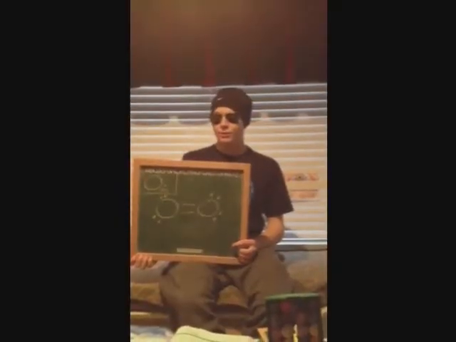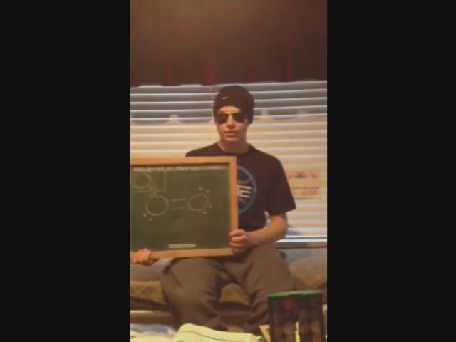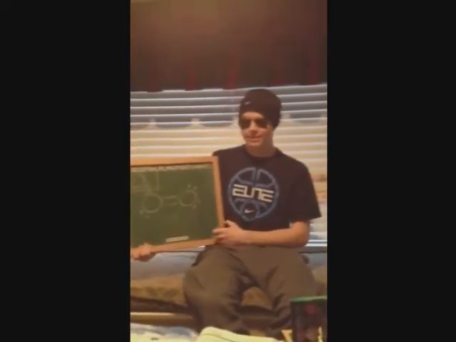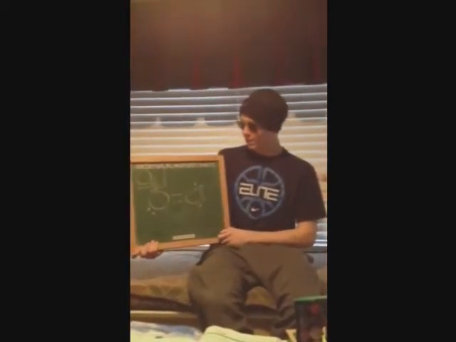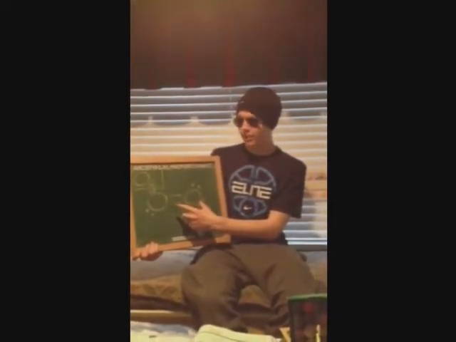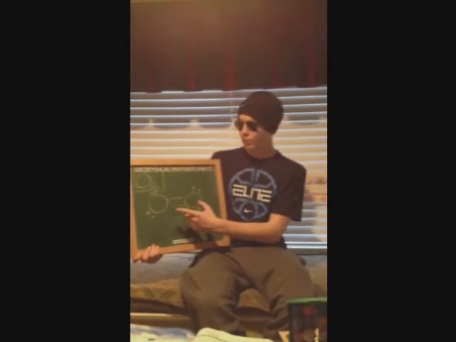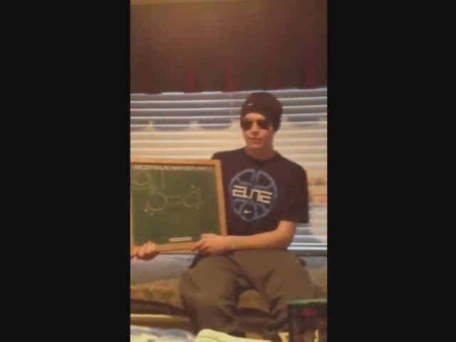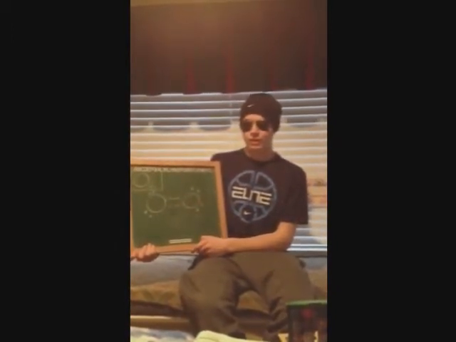A bond that involves 2 shared pairs of electrons is called a double bond. This is an oxygen molecule. This is the double bond that connects the 2 oxygen atoms. A double bond is used so that both oxygen atoms can have a full and stable valence electron energy level.